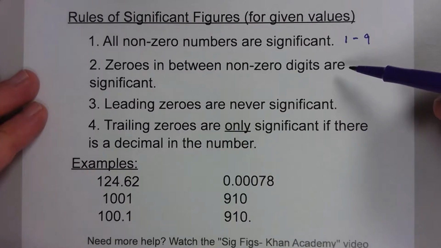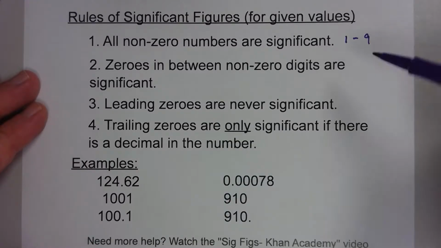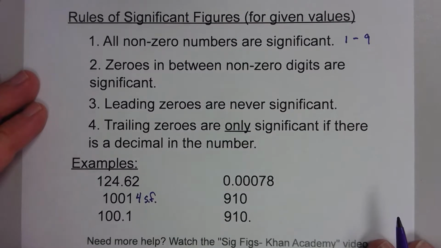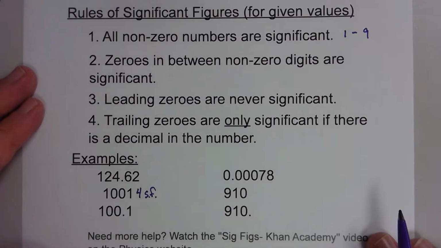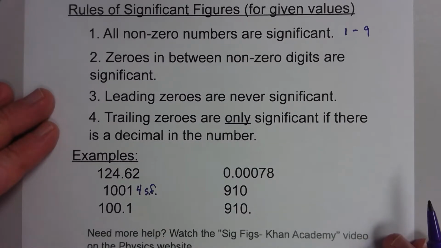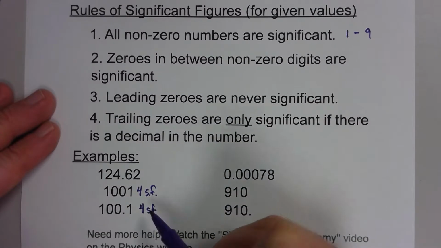So zeros in between non-zero digits are significant. In other words, these 2 zeros are between 2 ones. The ones are always significant. We wouldn't write them if they weren't measured. That means that this number, 1001, has 4 significant figures. And so if we were to use it in a calculation, as long as all the other values also had 4 sig figs, we could keep 4 digits in our answer. Now, this also has 2 zeros in between non-zeros, so this also has 4 significant figures.